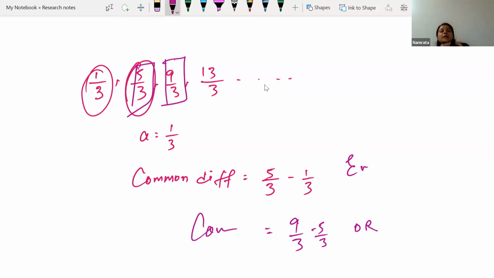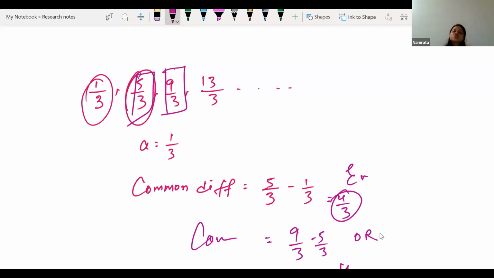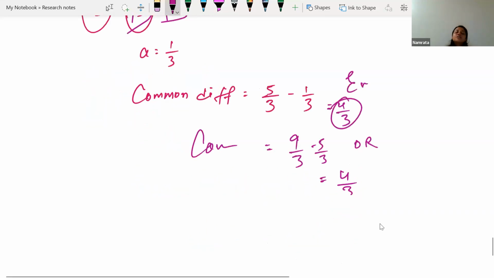Okay, and that is the common difference. So here we'll be getting 4 by 3, that is the common difference. If you are finding from here also you can check, 4 by 3 is the common difference, because already in the instruction it is mentioned that the given sequence is in arithmetic progression. So we don't even have to check it. All the common differences will be same. Are you getting it? Yes, ma'am.